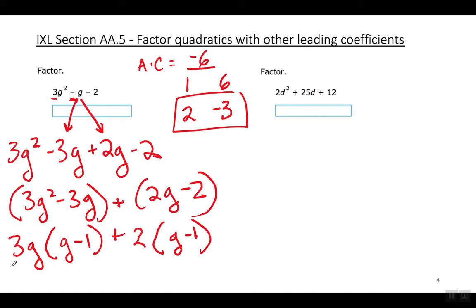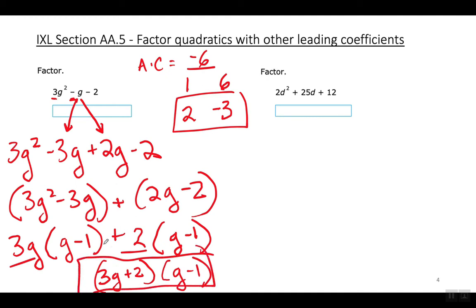Okay, and now I just put this term with this term inside parentheses. And in the other parentheses, g minus 1. Reminder, you always got to get the same thing in both of these parentheses if you're doing it right.